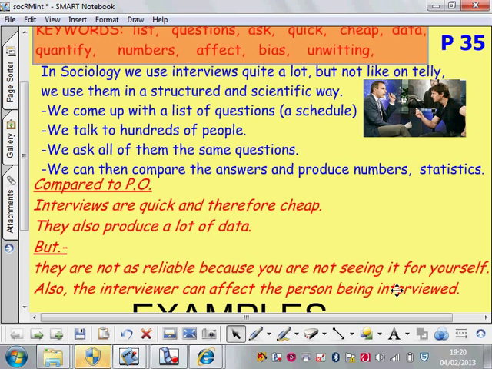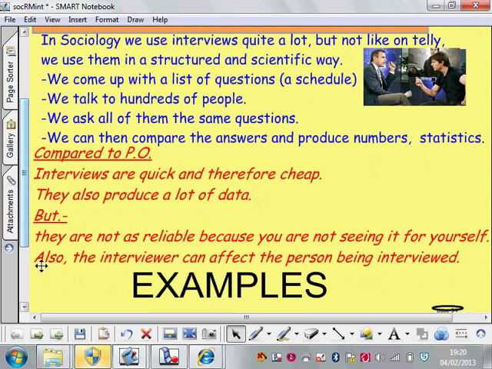You're asking people about things, not watching them do it. Also, the interview can affect the person being interviewed. Examples, in the deep south of America during civil rights, if white interviewers spoke to black people about civil rights, they got one set of answers. There's no real problems, we're not bothered about it. If black interviewers spoke to black people about it, they were told, oh, racism is terrible down here. Yeah? The interviewer, by accident, can affect the person they're interviewing.